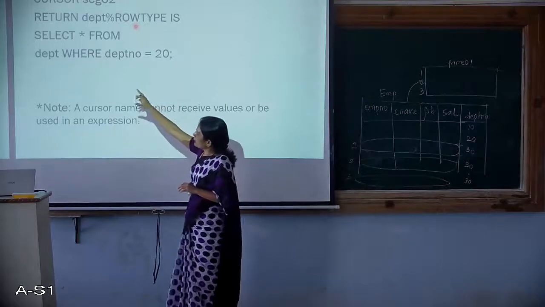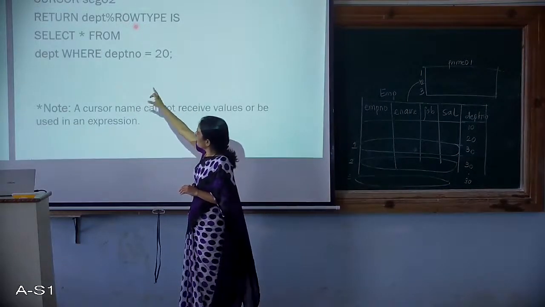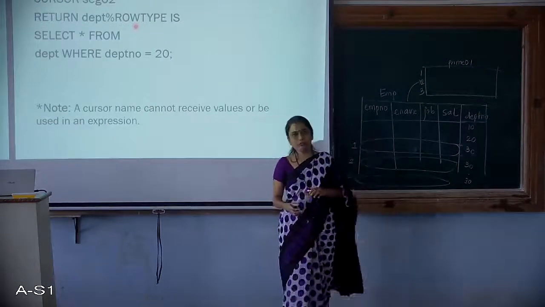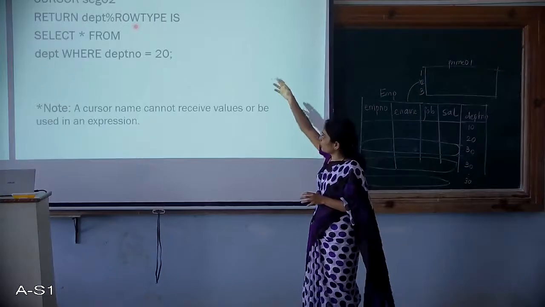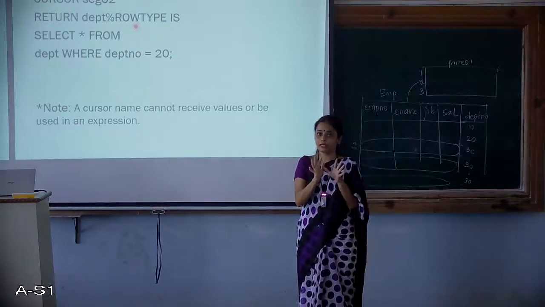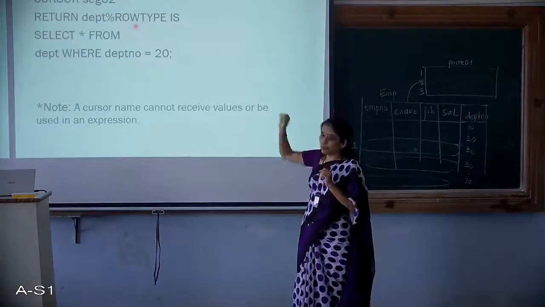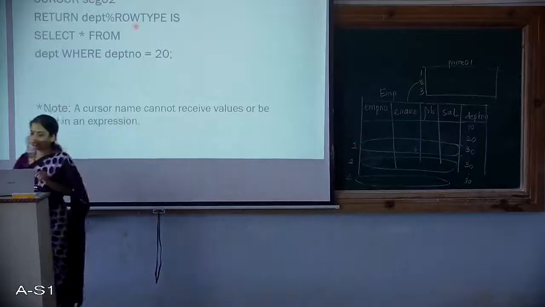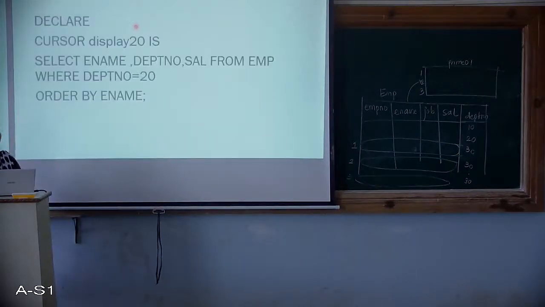And what is the select query there? Select star from department where department number is equal to 20. So department number 20 will be extracted and stored in which particular cursor? Now at present we are just understanding how it is being declared. Okay. So what is the cursor name? Sec02. Okay. So this is another example.